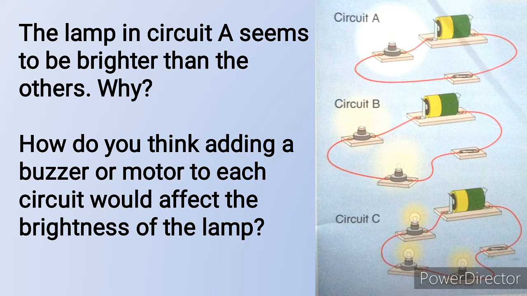Now, how do you think adding a buzzer or motor to each circuit would affect the brightness of the lamp? If I add a buzzer, it will reduce it, right? Yes, because I'm adding a load to it. Am I right? So if I add a buzzer to it, it will reduce the brightness because I'm adding a load. Alright?